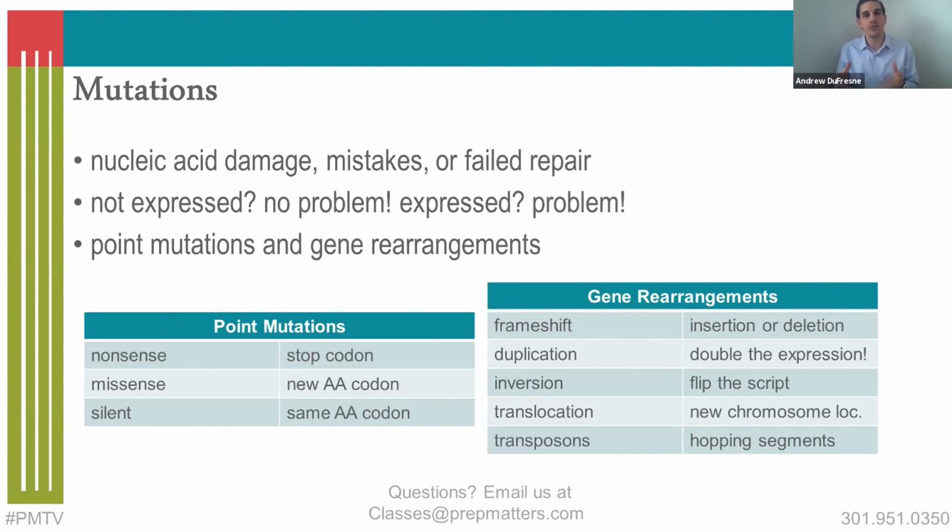So what kind of mutations do we want to be aware of? And this is mostly just that you know these words, you don't freak out, you see them in a question and you mosey on and you have a good enough idea about what the heck they're talking about. Point mutations versus gene rearrangements. Point mutations come in 3 forms: nonsense, missense, and silent.